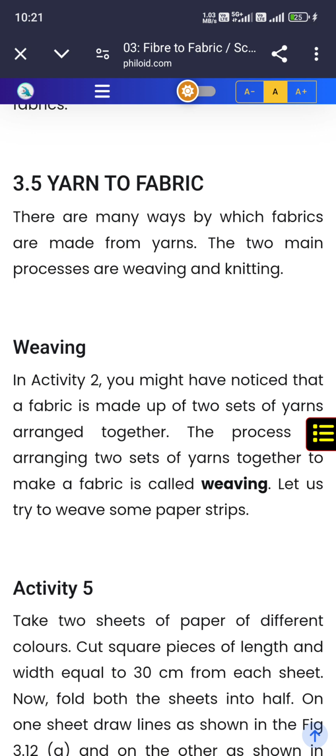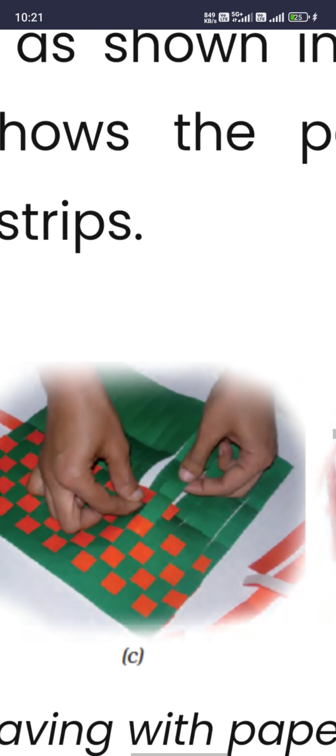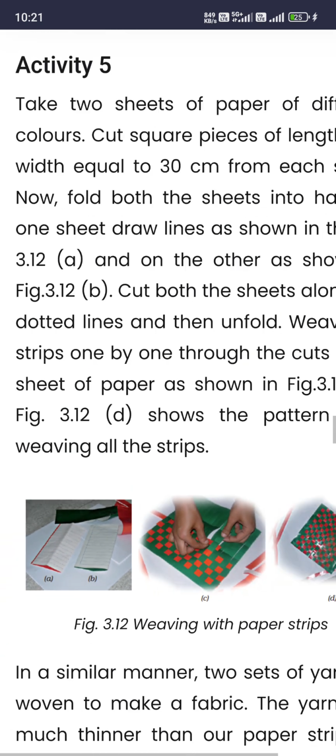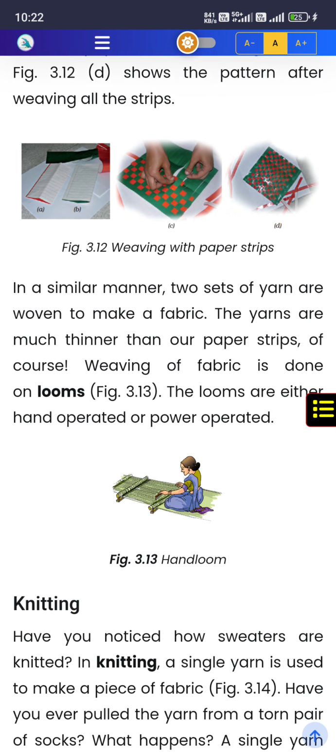So in activity 2, you might have noticed that fabric is made of two sets of yarns arranged together. The process of putting two sets of yarns together is called weaving. Let us try to weave some paper strips. So in activity 5, this is how weaving takes place, and you can conduct this activity at your own home, anywhere that you like. You just have to slit the paper, and then make paper strips and then weave them together. That's how it's done, guys.